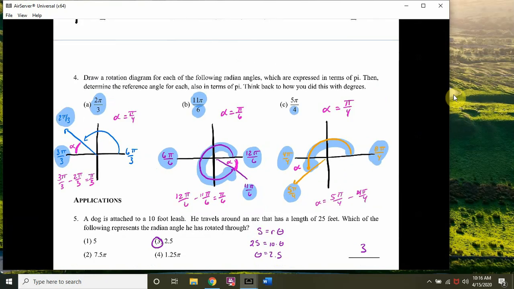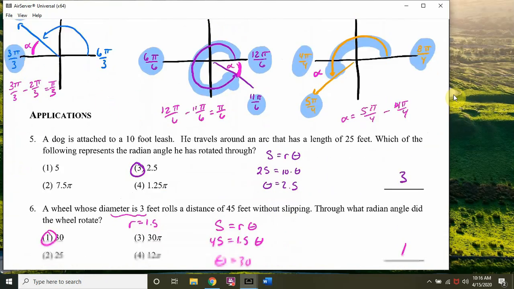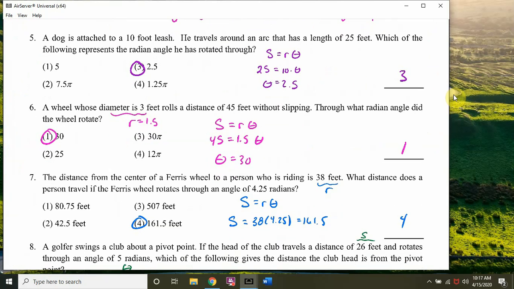Okay? And then the applications were like the pendulum problems and clock problems. So take a look at these.